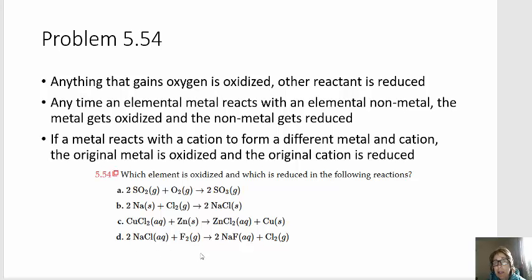Now this bottom one, you're not going to see an example like this on your test. This one's a little harder. It doesn't meet the criteria of any of these, and we're just going to look at the charges to figure out what happens. So sodium has a +1 charge on both sides. Doesn't do any redox chemistry, so we're going to ignore it from this point forward. Chloride on the left has a negative charge, and chlorine on the right has no charge. So chloride has gone from -1 to 0, so it's lost an electron.